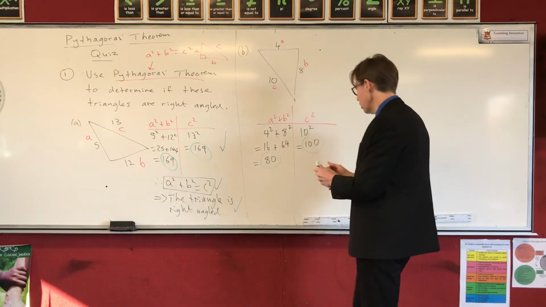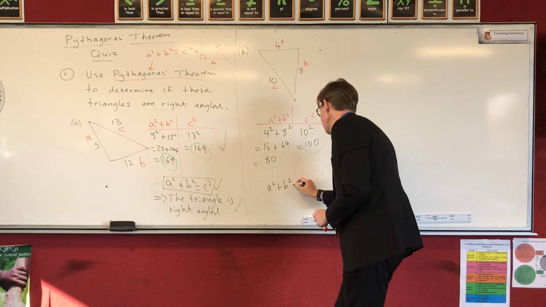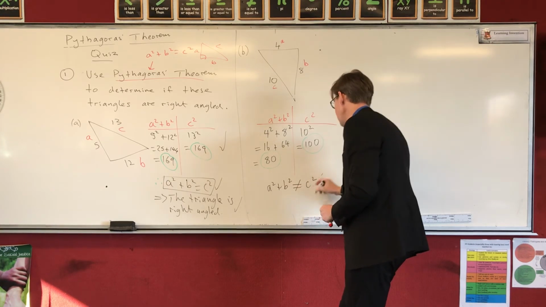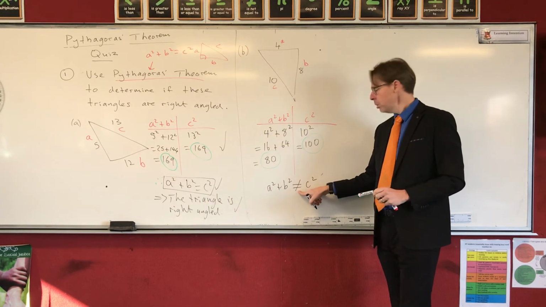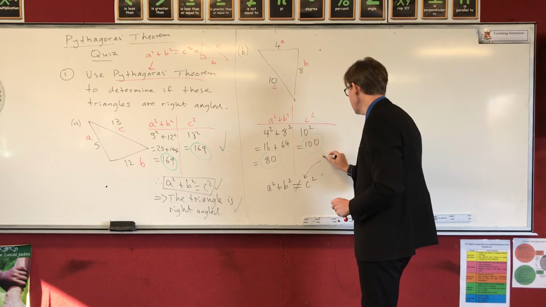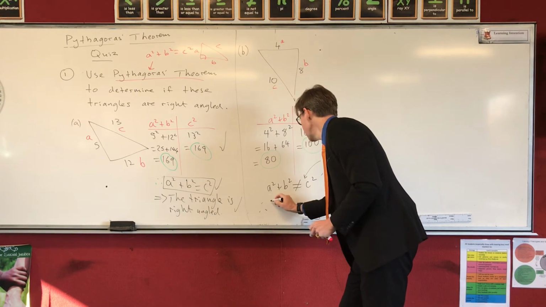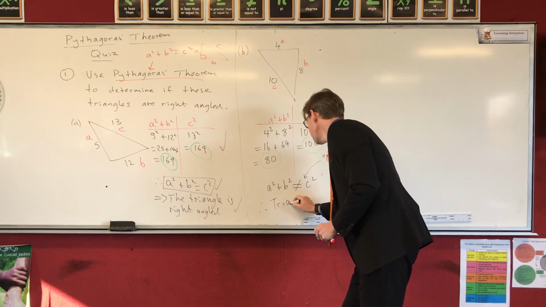Okay? So that's what I'm going to write down. A squared plus b squared is not equal to c squared. Now the not equal symbol is just an equal sign with a line through it. Okay? That little symbol there is not equal. Right? Therefore, triangle is not right angled.